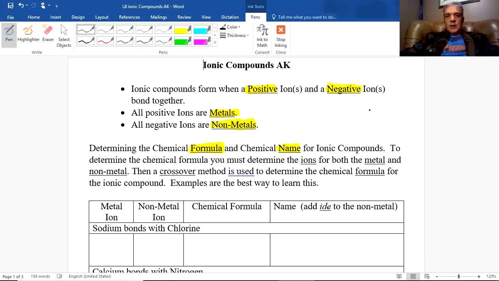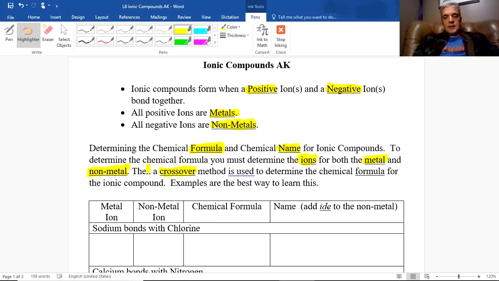So to determine the chemical formula, you must determine the ions for both. You have to do the ions for both the metal and the nonmetal. And we're going to need the periodic table to do that. The periodic table is going to help us determine what the ions look like. And then we use this really cool thing called the crossover method. The crossover method is used to determine the chemical formula for the ionic compound.